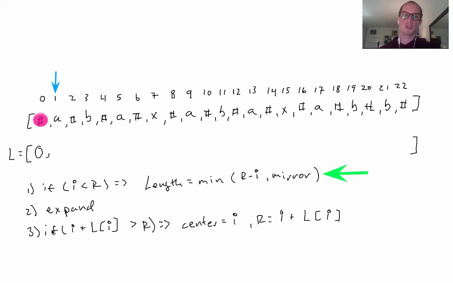So we'll start at position 1, and we'll see that position 1 is outside of the right barrier, so we cannot use its mirror to update its palindrome. So we'll expand around the center. We'll see that we can expand once, so we'll put a 1 in for that position. We'll check to see if we can update the center. The current palindrome expands beyond the right barrier, so we'll update the center and the right barrier.